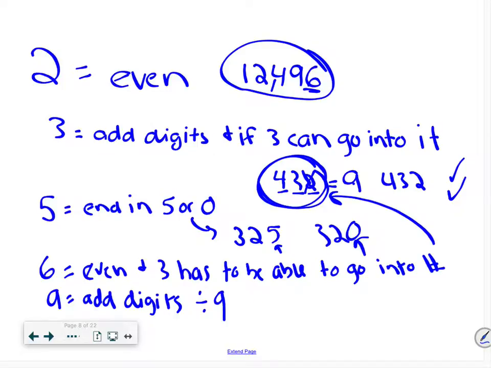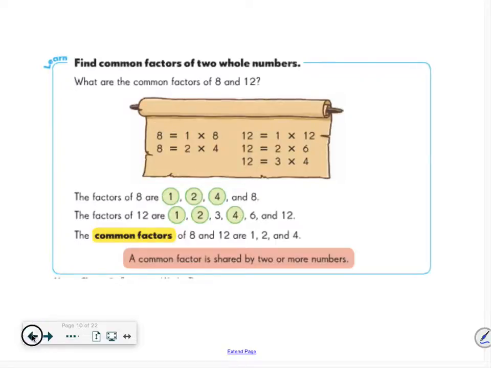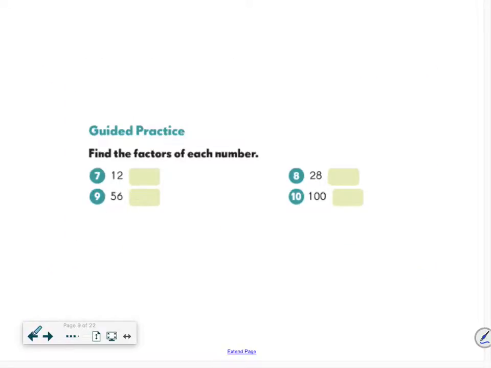So like the number 432. If I add up these numbers, I get 9, and 9 can go into 9, so 9 can go into that number. Okay, so those are just some quick divisibility rules. All right, now if you pause, you can try some of these problems right here, see if you can find all the factors for those.